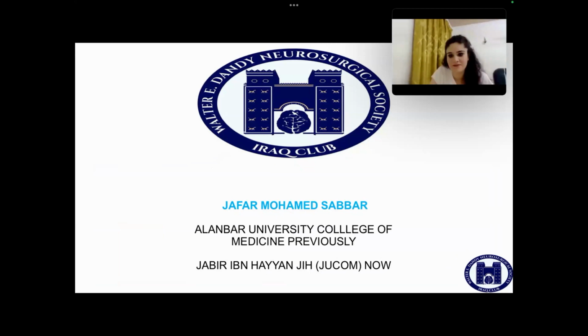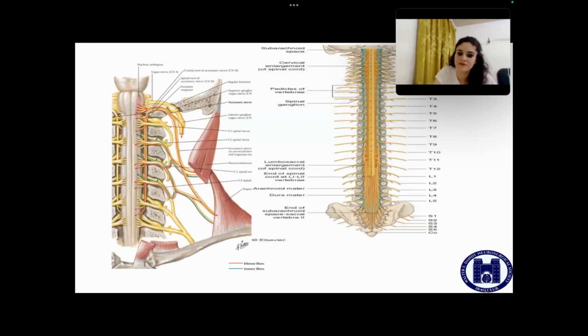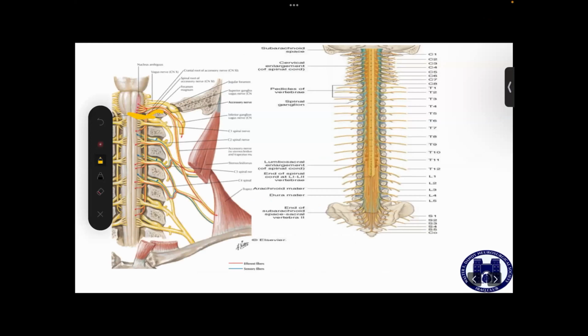First, I prefer to start with the anatomy of the spinal cord. The spinal cord begins after the foramen magnum, and then runs downward vertically in the vertebral column, and then ends at the tapered part of the spinal cord, which is called the conus medullaris, at the level of L1, L2, and the cauda equina.